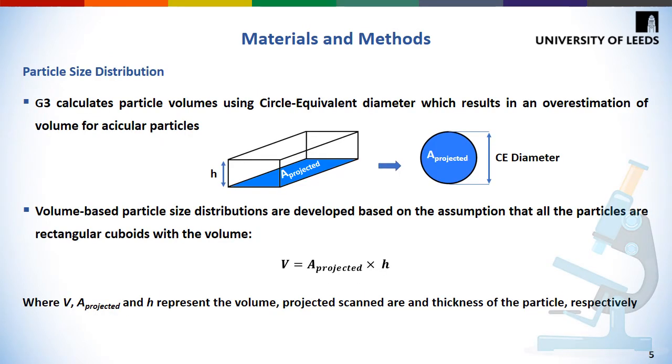The method that G3 software uses for calculation of particle volumes usually results in an overestimation in case of acicular particles. So by considering some assumptions, we find the volume-based size distributions using a different method. The details of the methods are shown in these 2 slides.